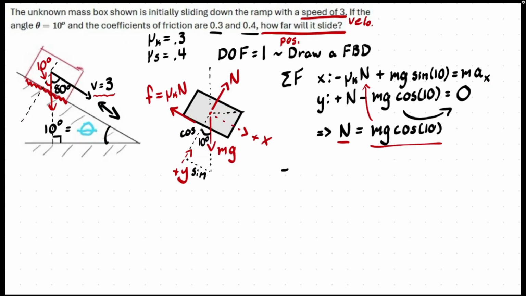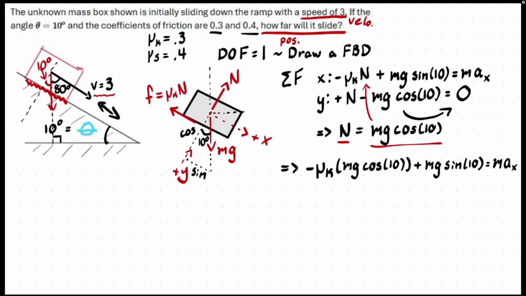So I'm going to write it down here. So negative mu k, and then where this n was, I'm going to put this mg cosine of theta, no, not theta, 10, which is still theta, right? Plus, and then carry the rest of the equation, mg sine 10 equals, running out of room, mass times our acceleration in the x.